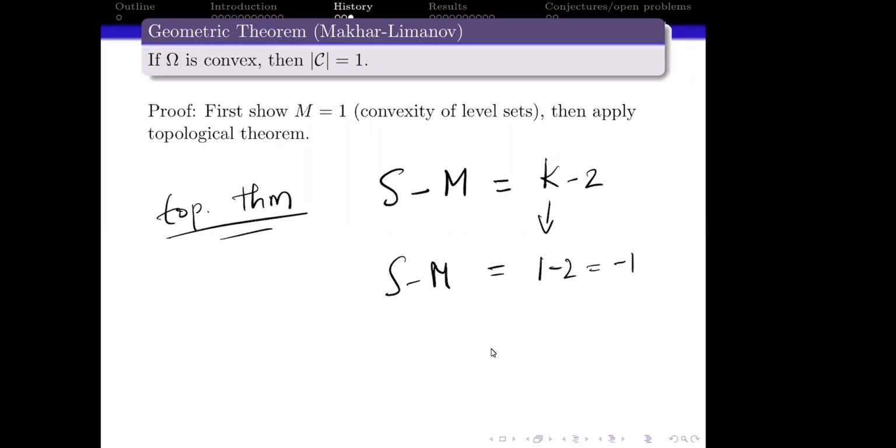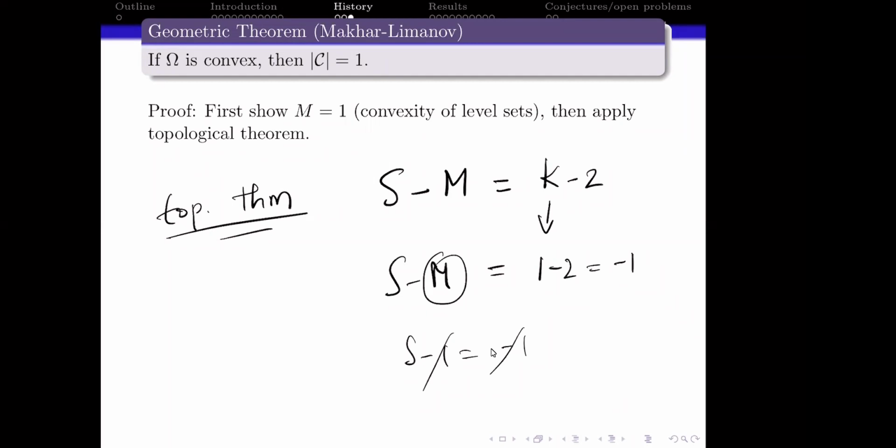Okay. Suppose I can show that M is 1. Then S minus 1 is minus 1. So S is 0. So there are no saddles. There's exactly one maxima. So number of critical points is 1. Okay. So if you show M is 1, then the topological theorem kicks in and shows that there are no saddles. And let me just tell one word about how one shows this M is 1.